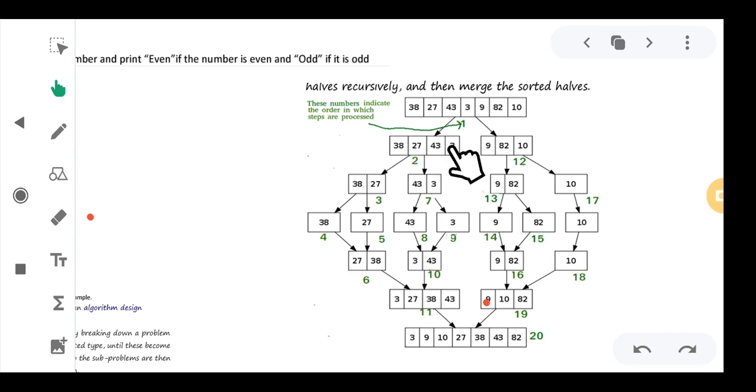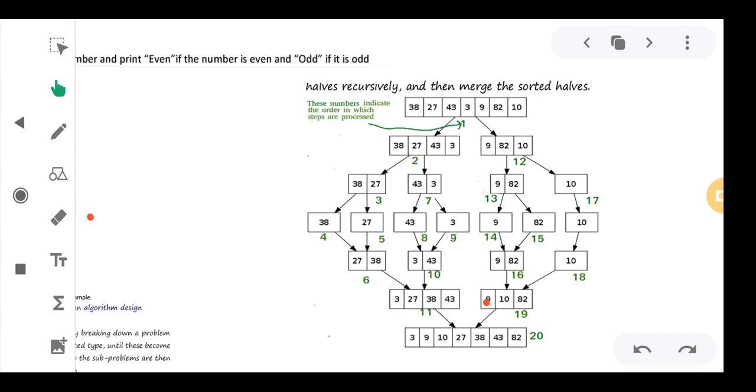Again from here the total number of values we have is 4. So 4 divided by 2 is 2. By 2 we are dividing: 38 and 27 here, 43 and 3 here. And for the other part, the total is 3, and 3 by 2 is 1 point something, so about 2. So from 2 we are ending with 9 and 82, and here it is 10.